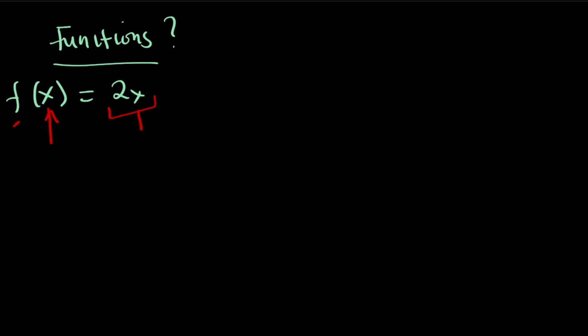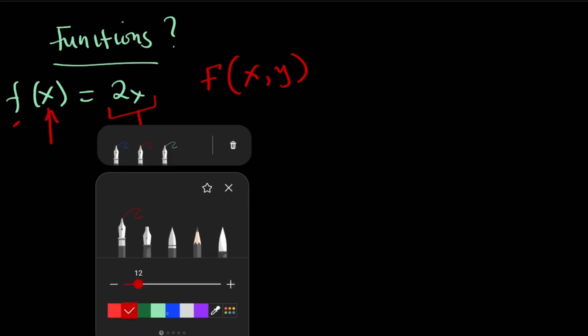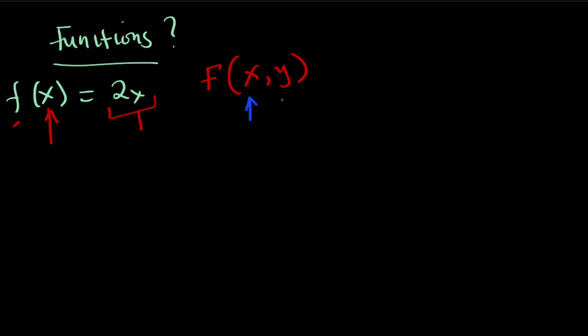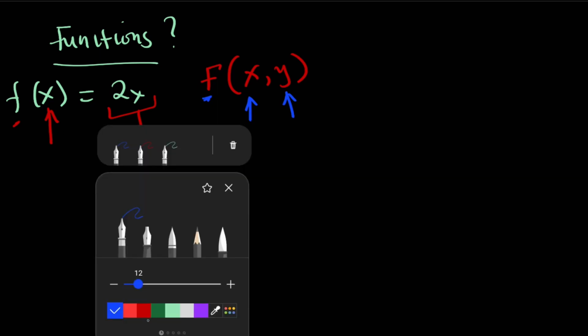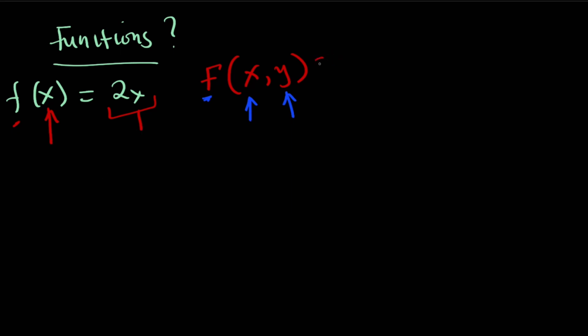Now a multivariable function would take more than one input. So let's say a function capital F defined on x and y. In this case, the x over here is one input, and the y too is another input. So this function F takes more than one input. Let's say this function F defined on x and y is equal to 2x plus y. Obviously this function takes x, multiplies it by 2, and adds it to the second input that it takes.